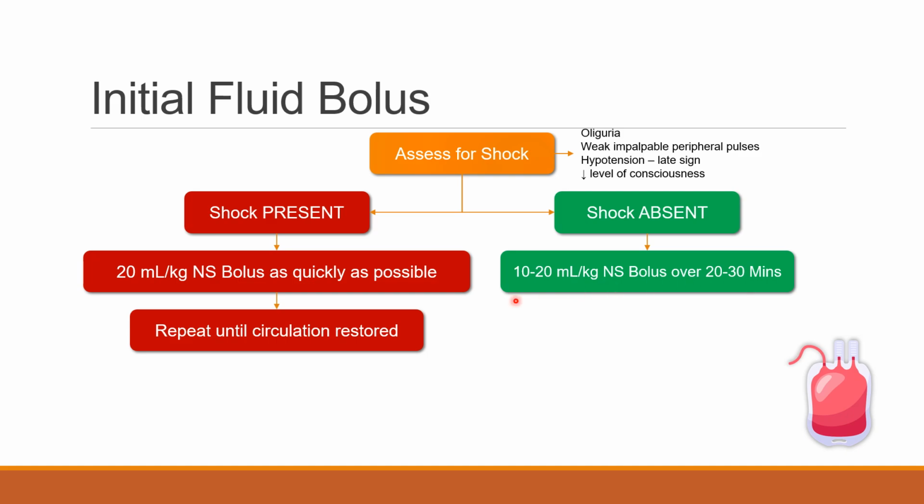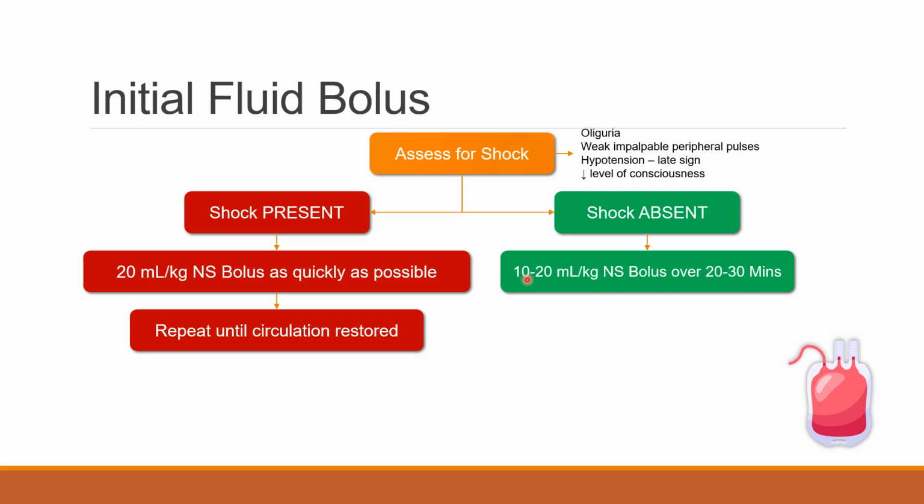Why 10 to 20 ml per kg? When do we give 10 ml per kg and when do we give 20 ml per kg? That depends upon your clinical judgment. So if you think that the patient has mild DKA, pH is like 7.28 or 7.29, it is just satisfying the criteria of diabetic ketoacidosis, so maybe you can use a lower amount.